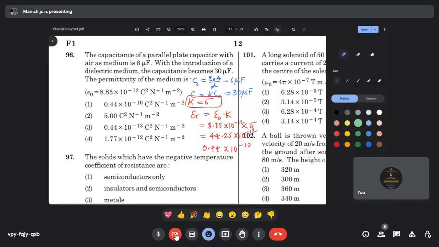So the answer is option 1. Option 1 is your answer. Is it clear? This is how you approach this question.